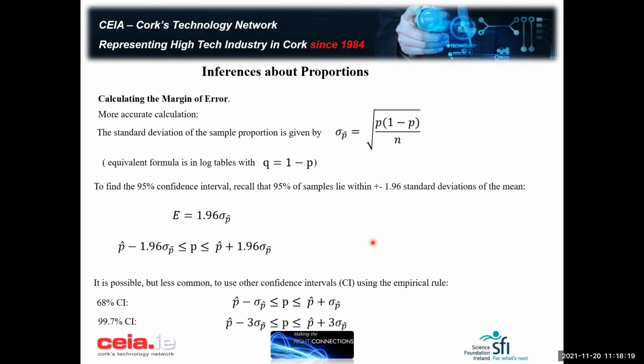A more accurate method is to work out the standard deviation of this P hat, which is given by this formula. And then use the empirical rule for the 95% confidence interval, saying that 95% lie within 1.96 standard deviations of the center of your measured value, which is p hat.